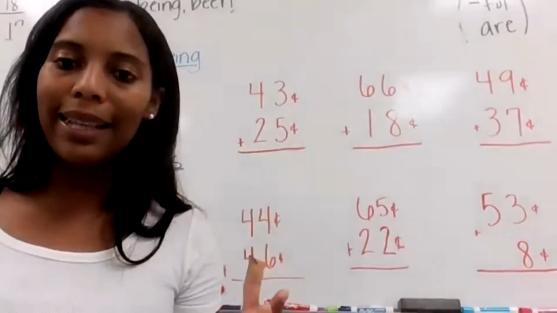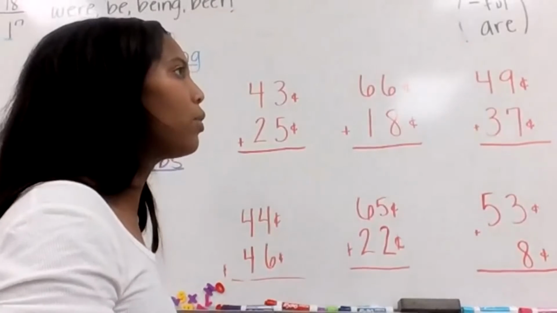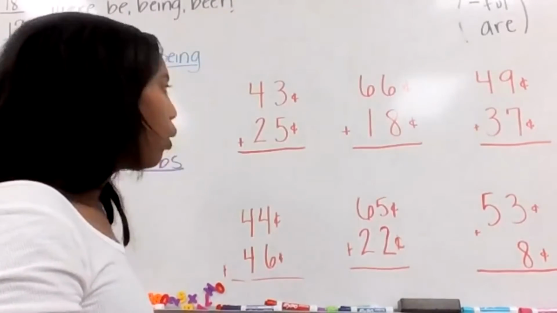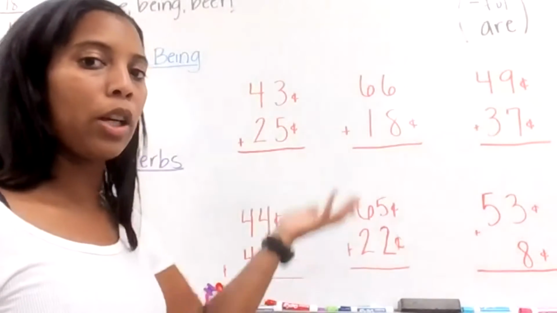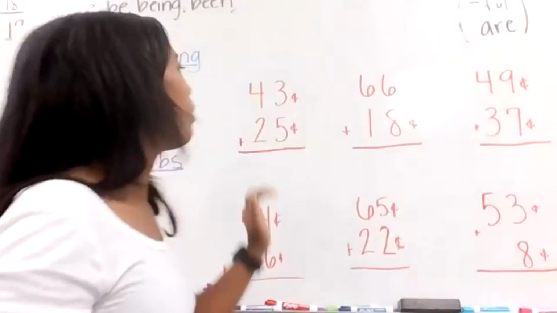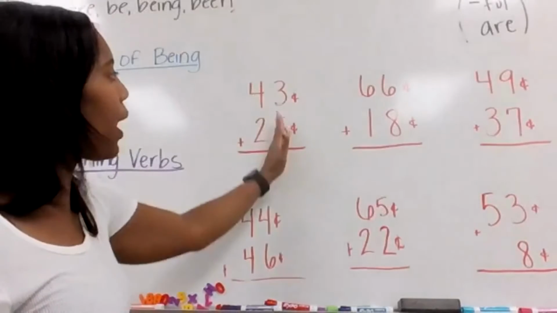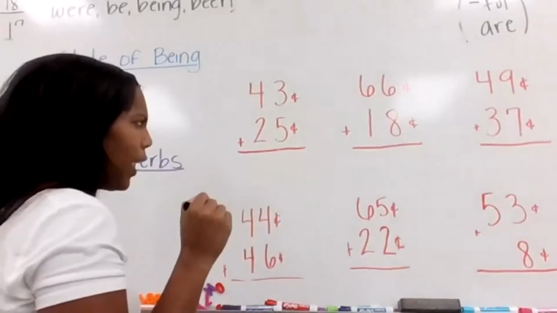So let's start adding this one up. Just like we learned when we learned how to do double digit addition a couple of weeks ago, we always start where? In the back. And we go from top to bottom. So let's start with our first two numbers in the back, which are 3 plus 2.